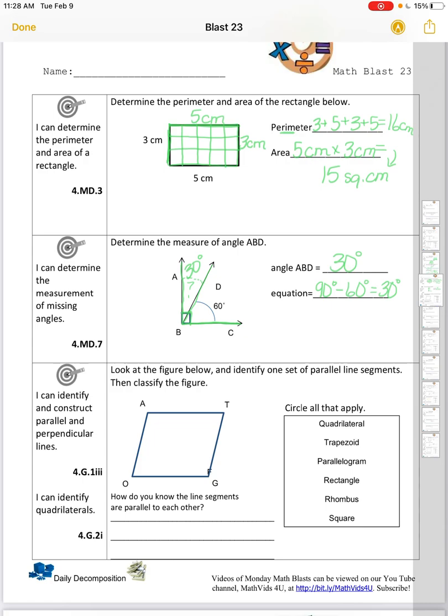I can identify and construct parallel and perpendicular lines. I can identify quadrilaterals. Look at the figure below and identify one set of parallel line segments. Then classify the figure. So here, if I see AT and OG as being parallel, that's my one set of parallel lines that I can identify. How do you know the line segments are parallel to each other? So I'm going to say line segment AT is parallel to line segment OG.